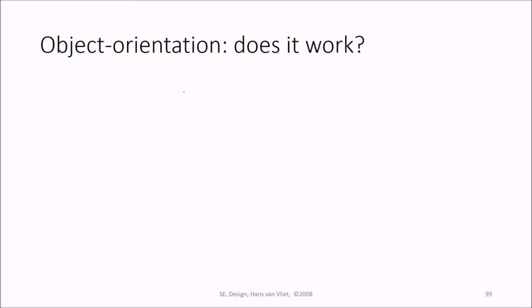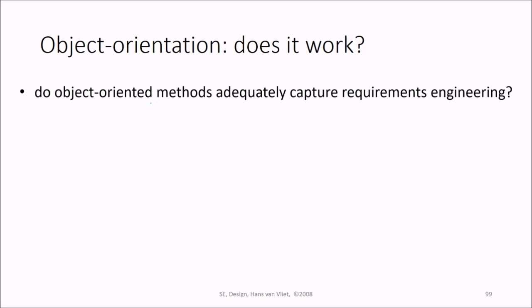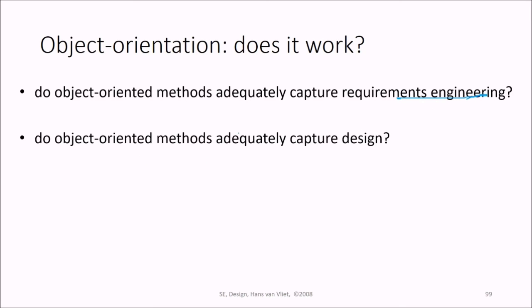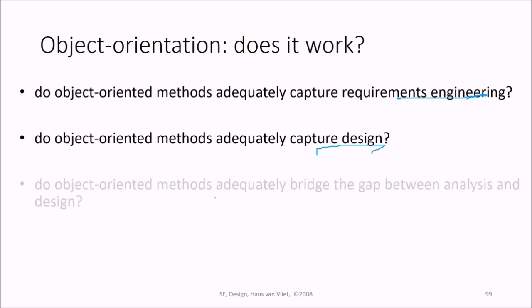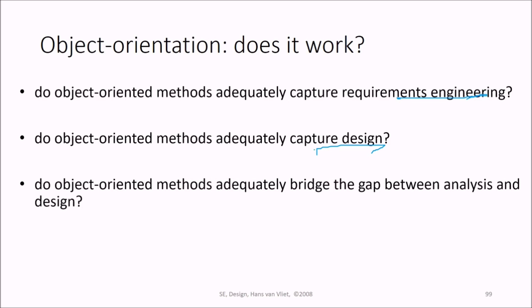So, object orientation, does it really work? Do object oriented methods adequately capture requirements engineering? Do object oriented methods adequately capture the design? And do object oriented methods adequately bridge the gap between analysis and design? This is a question. Are object oriented methods really an improvement? Yes, of course, if they are.